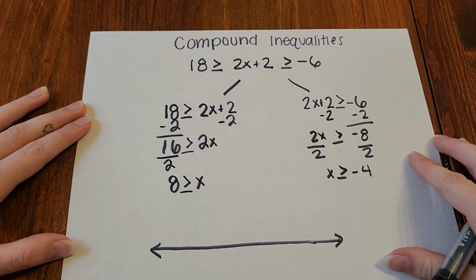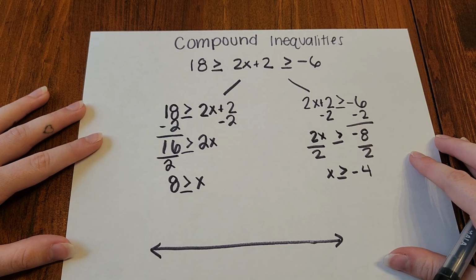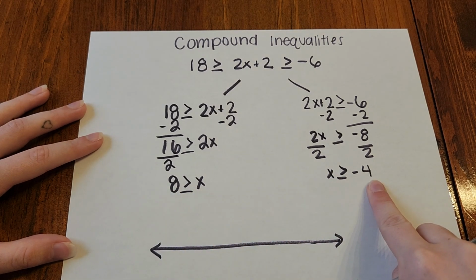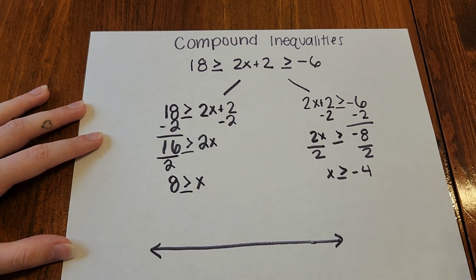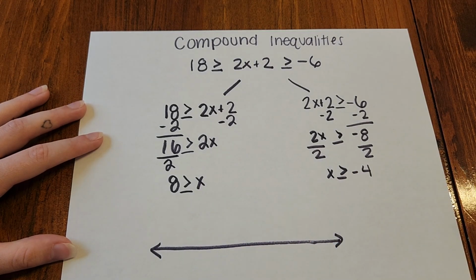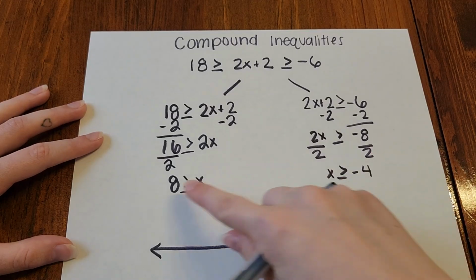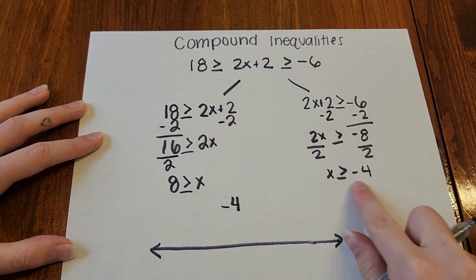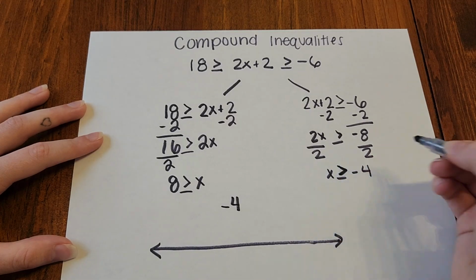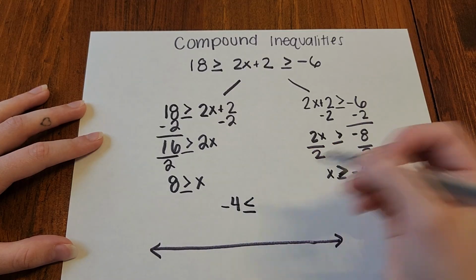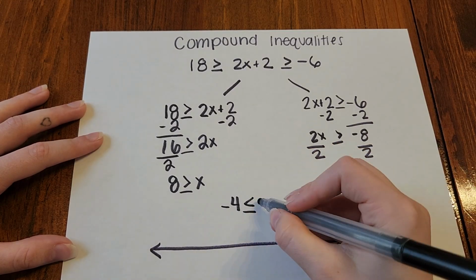What we're going to do now is we need to write our final answer, which is going to include both of these pieces. When we write our final answer, our smaller number needs to be in the front. So our smaller number between 8 and -4 is -4. Over here, this inequality sign is kind of like an arrow pointing towards -4, so we're going to keep it that same way, pointing towards -4.